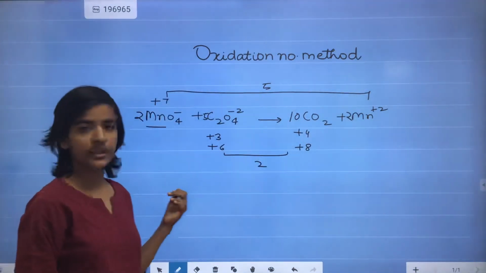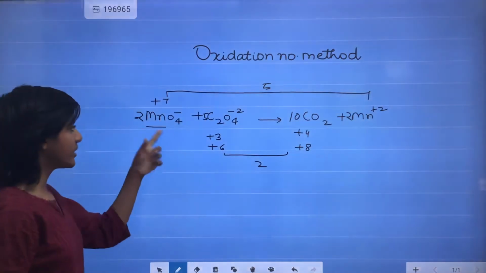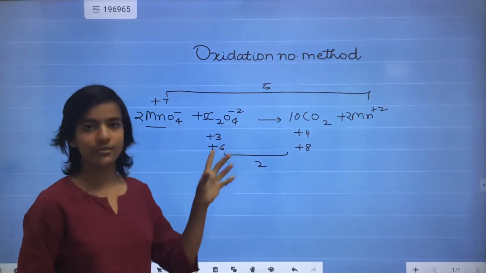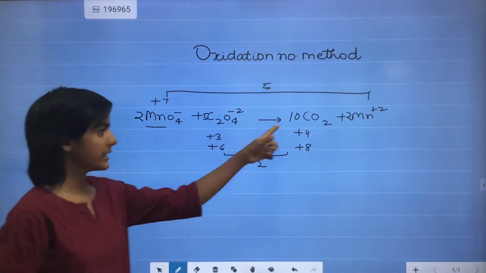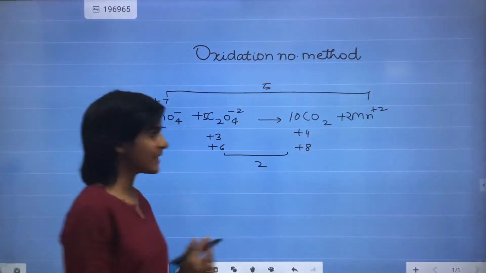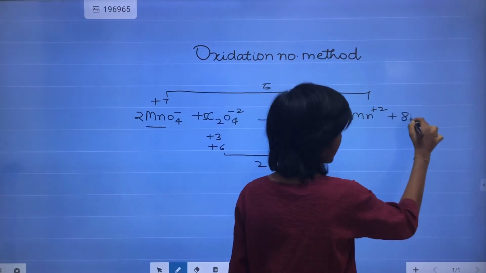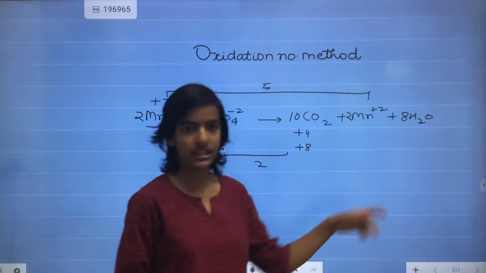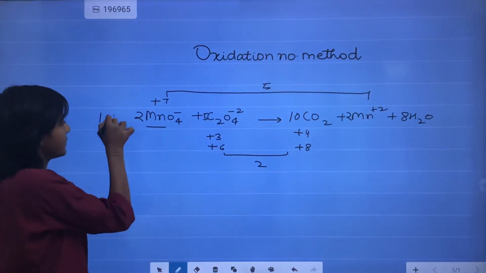And if we talk about the oxygen and hydrogen, here the oxygen is 2 into 4, which is 8, and 5 into 4, 20. So 20 plus 8, 28, and here it is 20. So there is a difference of 8, so we will add 8 H2O over here. And if you talk about hydrogen, here it is 8 into 2, 16, so 16 H plus.